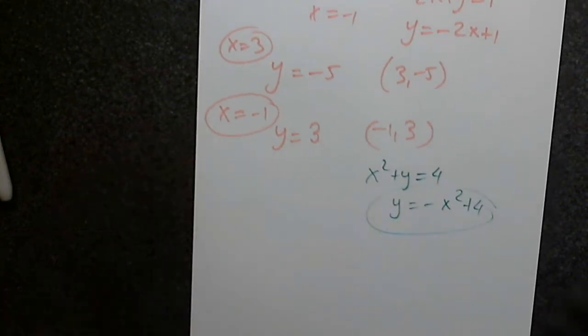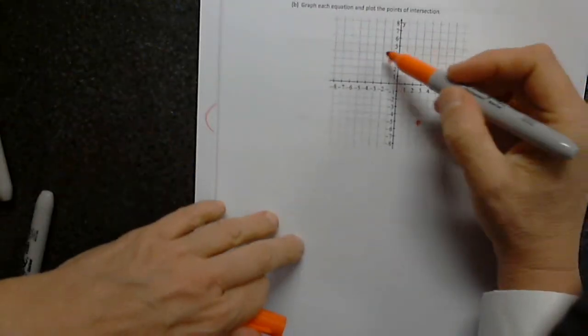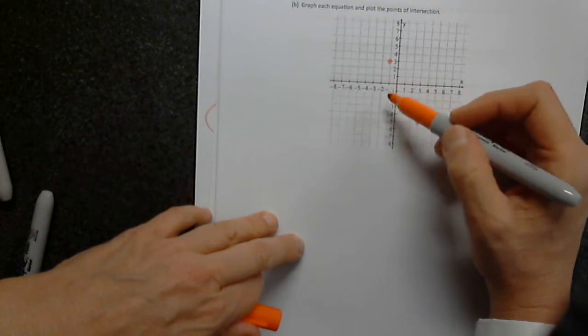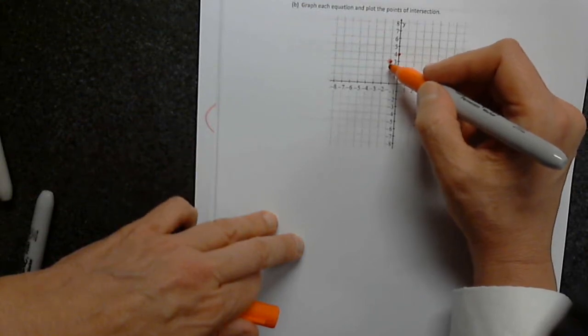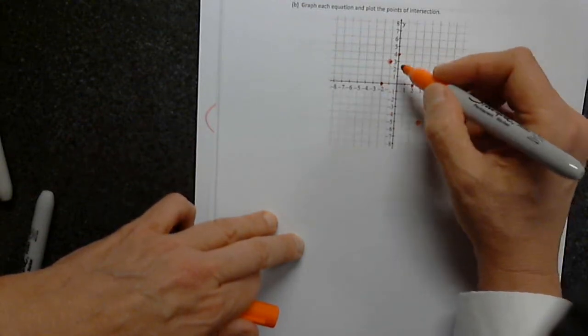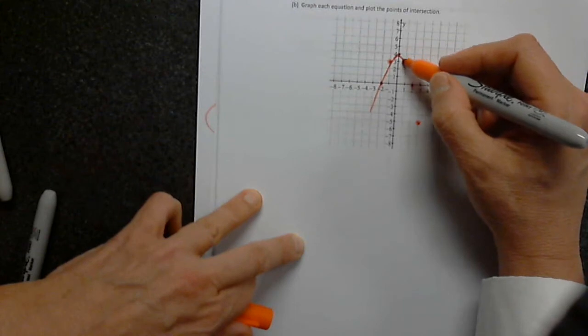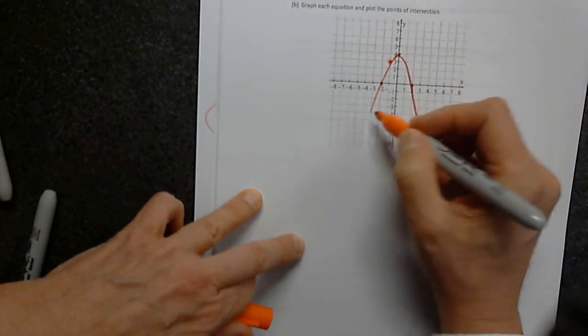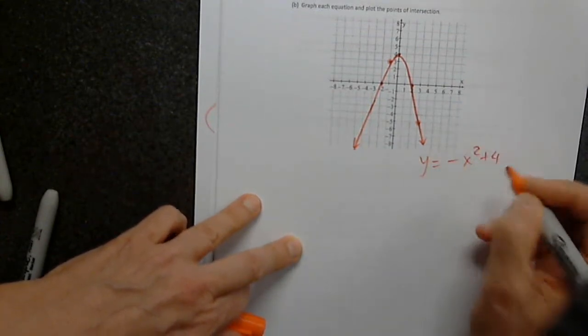How do I graph this? We graphed it many times. It's x squared, then flipped, and then up 4. So it will be x squared flipped and up 4. So it's here. Of course, it has to go through this, and it will intersect at negative 2 and 2. And of course, it has to go through this point as well. So this is y equals negative x squared plus 4.